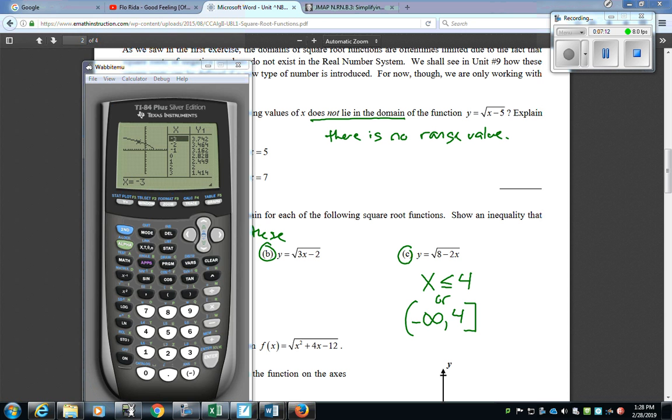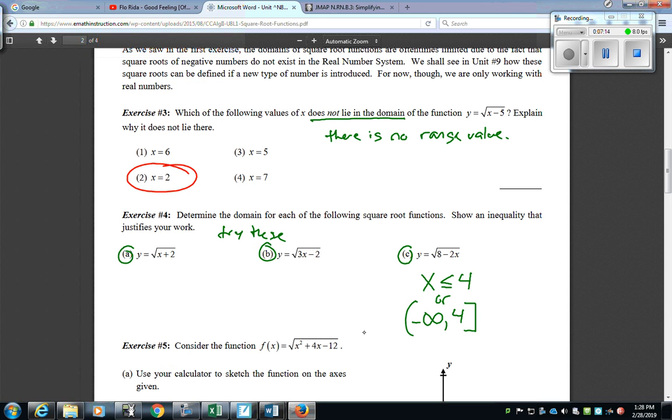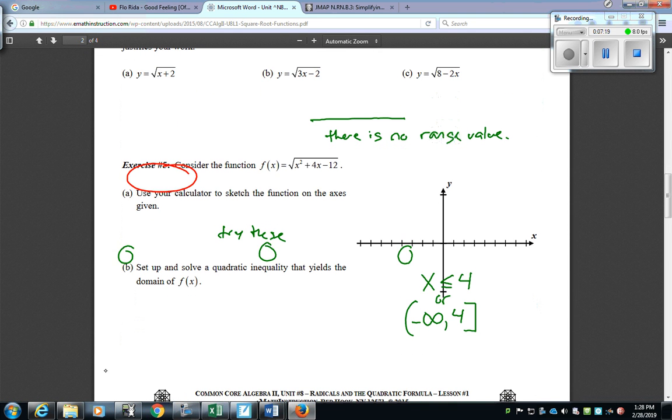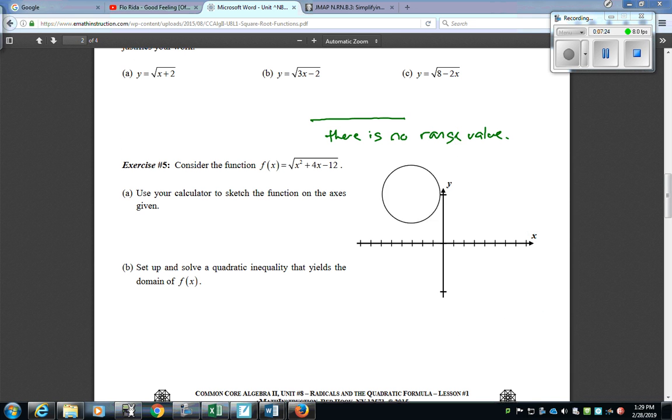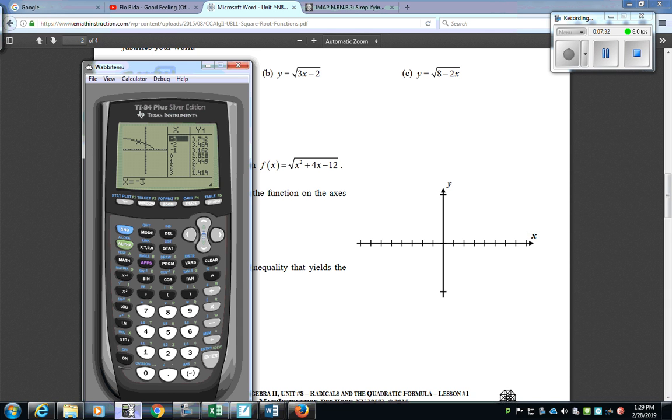Now the last one we're going to look at is exercise 5. And they want us to do a little sketch. So we're going to look at part A for this. We're just going to do the sketch of this function, kind of get an idea what it would look like. So if I go to y equals, and I type in what we have, x squared plus 4x minus 12. Okay. And then do second graph from there.